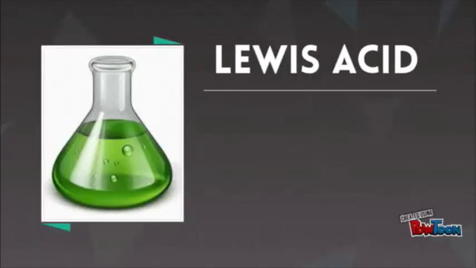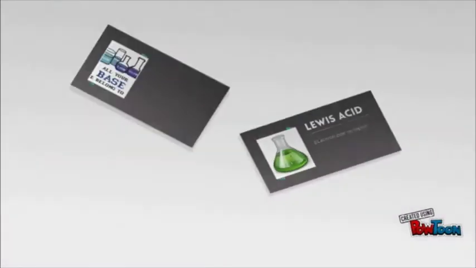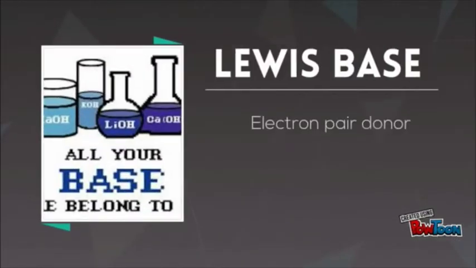And now we will show the theory of acids and bases of Lewis. A Lewis acid is a species which can accept an electron pair, and a Lewis base is a species which can donate it.